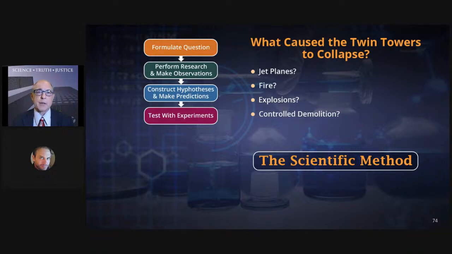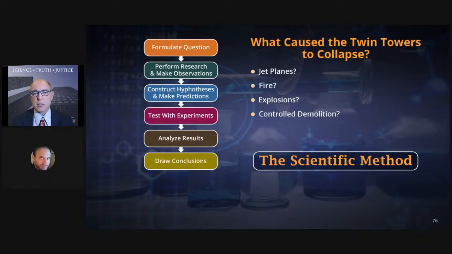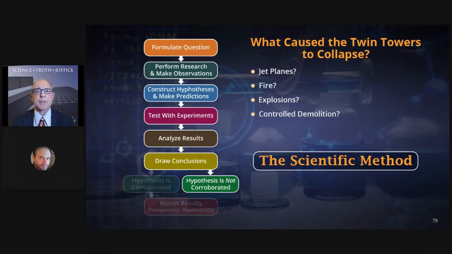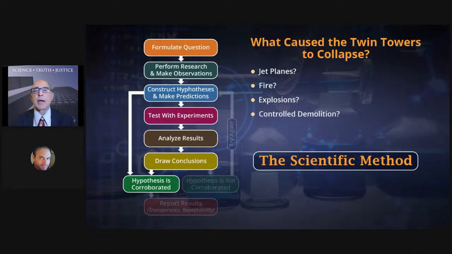We make predictions based on those hypotheses. We test them with experiments. We analyze the results. We draw conclusions. If the hypothesis is corroborated, we report that in an open, transparent manner so all can build on the body of the work that we're doing. If the hypothesis is not corroborated, we go back. We construct a new hypothesis until the evidence stands up altogether and supports our conclusions. If it doesn't, we go back and construct a new hypothesis, which is what we're doing today, until we do have a hypothesis that is corroborated by the evidence.